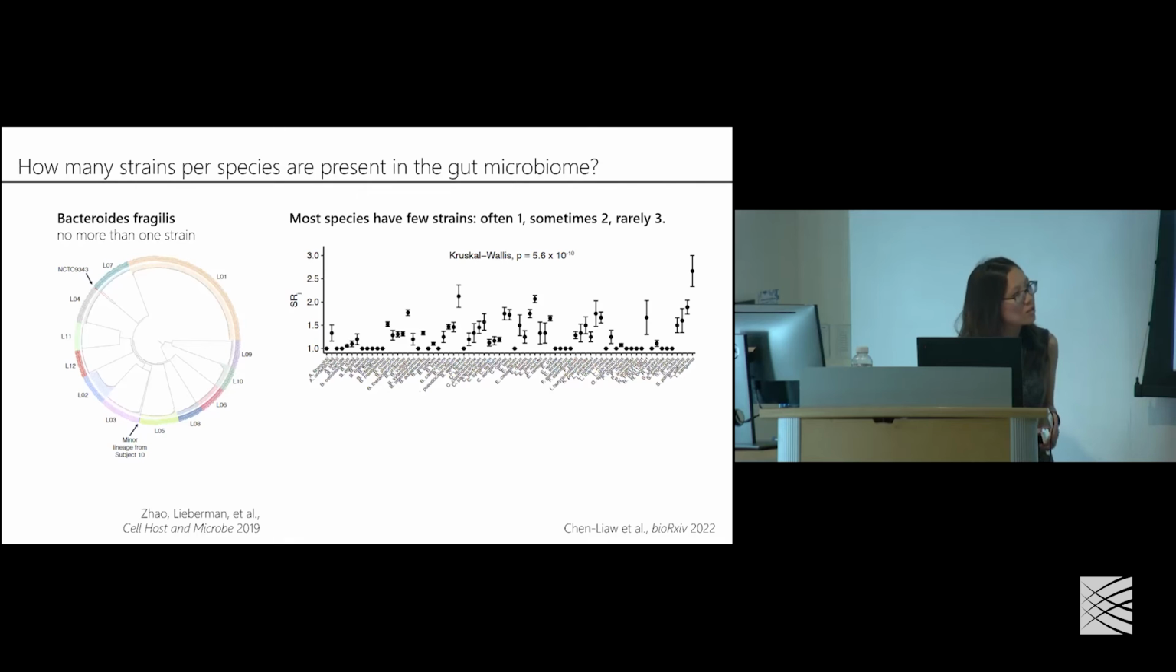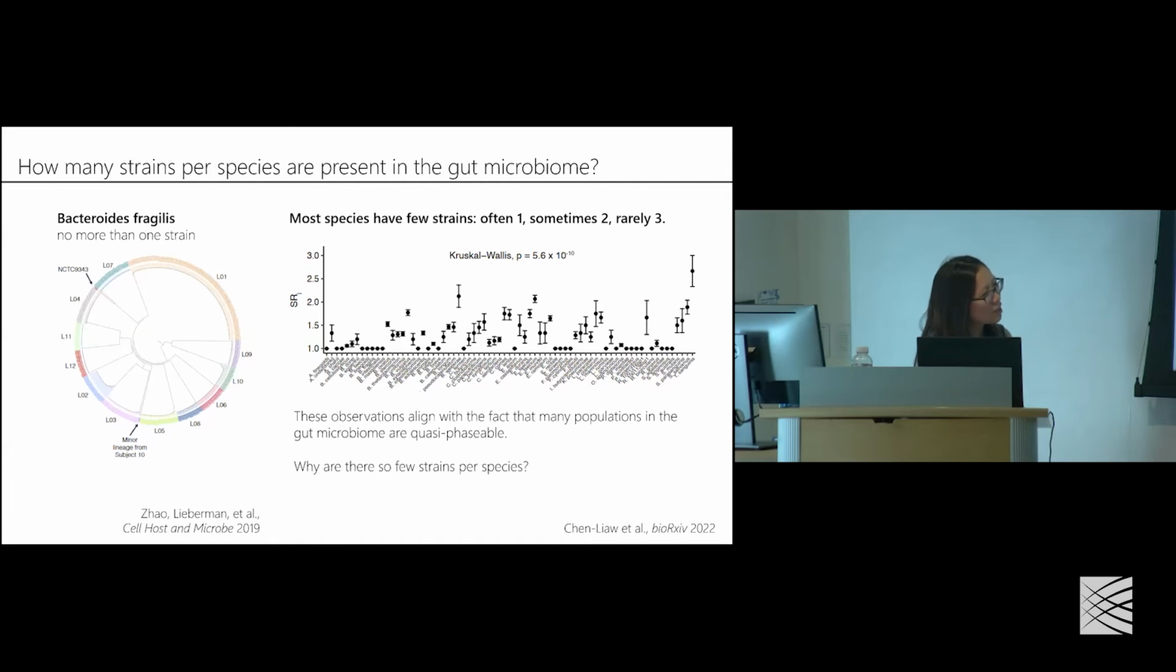Looking across different species within the human microbiome, which are shown on the x-axis, when people have counted the number of strains, which is shown on the y-axis, you tend to find that most species have pretty few strains. It's often 1, sometimes 2, rarely 3. This is something I alluded to with the fact that many populations in the gut microbiome are quasi-phasable. We couldn't just ignore all of these multi-colonized events if, say, everyone typically had 12 or 30 strains of a particular species.